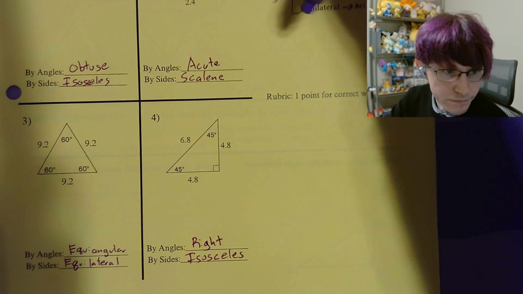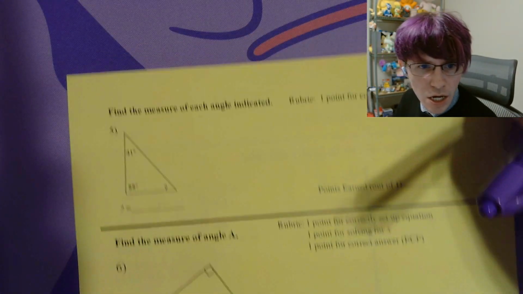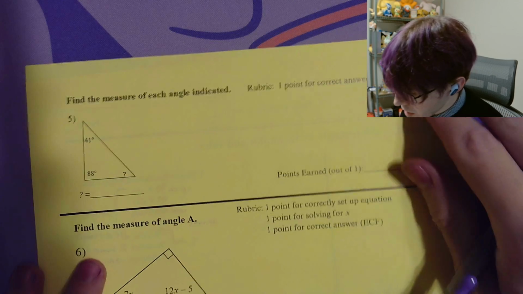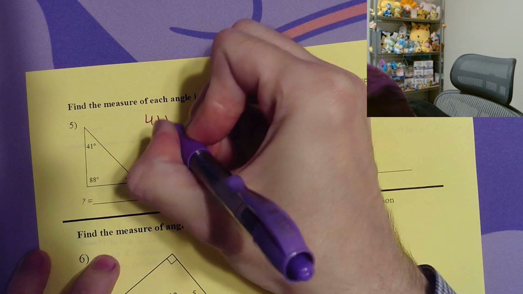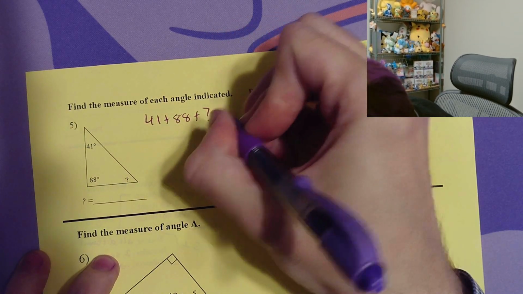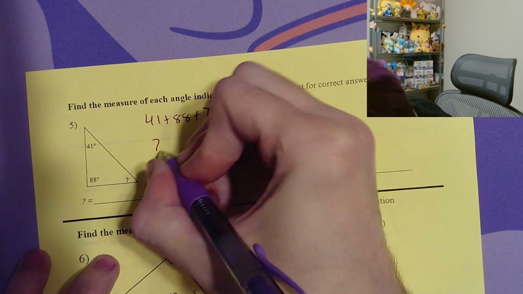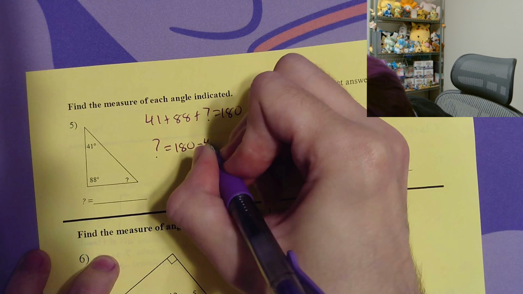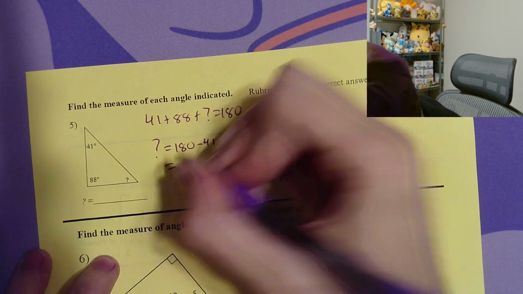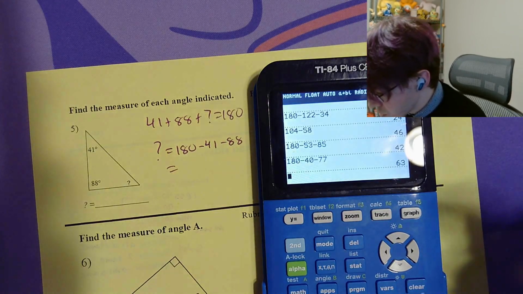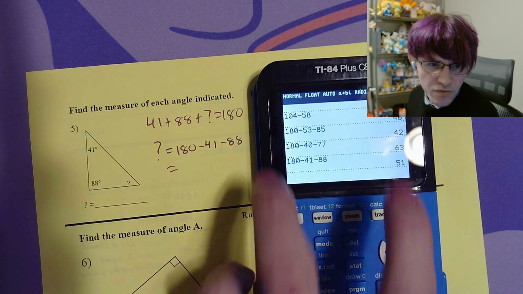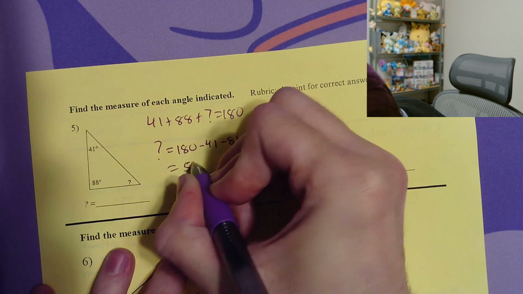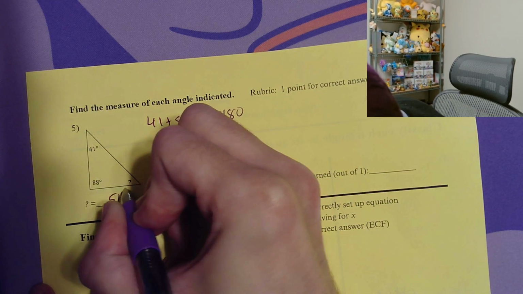We're moving on. Here we go. All triangles add to 180. All triangles, their angles add to 180. 41 plus 88 plus the question mark equals 180. In other words, that question mark is 180 minus 41 minus 88. Use your calculator as needed. So 180 minus 41 minus 88 gets you 51. Boom. Don't forget to write your final answer in that little box. It makes life easier for us, the grader.